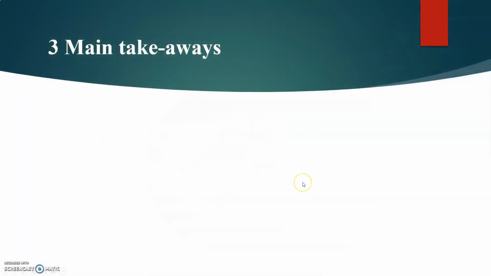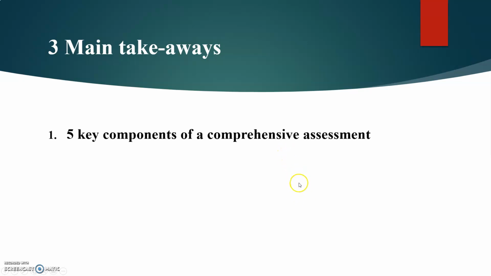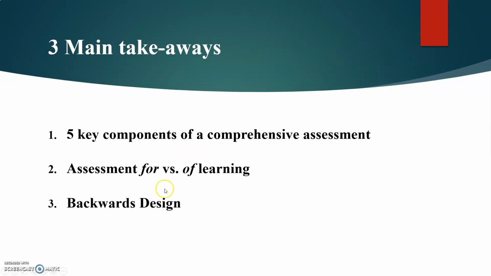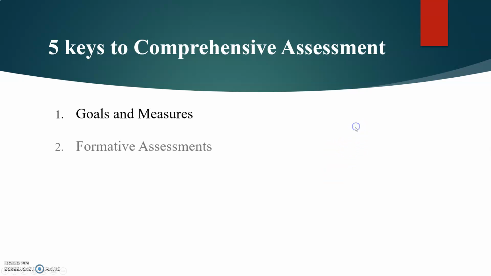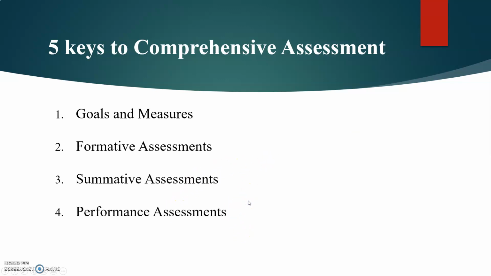Now, there are three main takeaways from the learning materials that I went over. First are the 5 key components of a comprehensive assessment. Then we have assessment for learning versus assessment of learning. And finally, we have the backwards design. The 5 keys to comprehensive assessment include goals and measures, formative assessments, summative assessments, performance assessments, and student ownership.